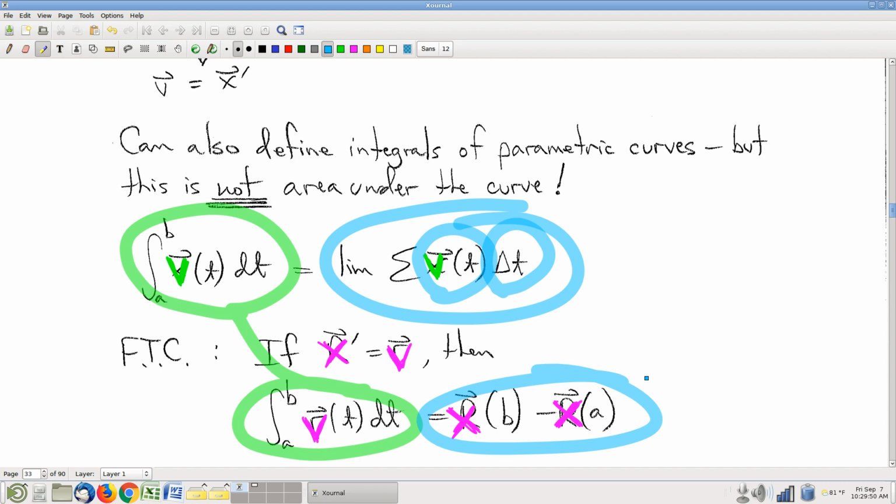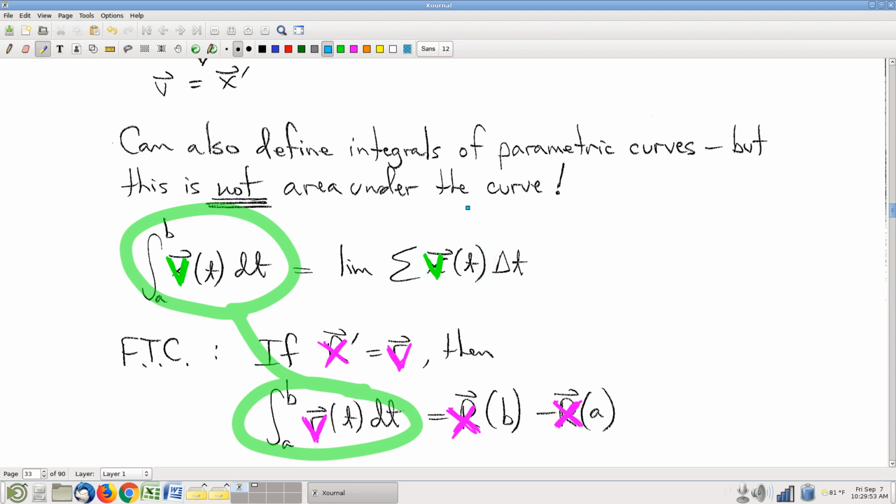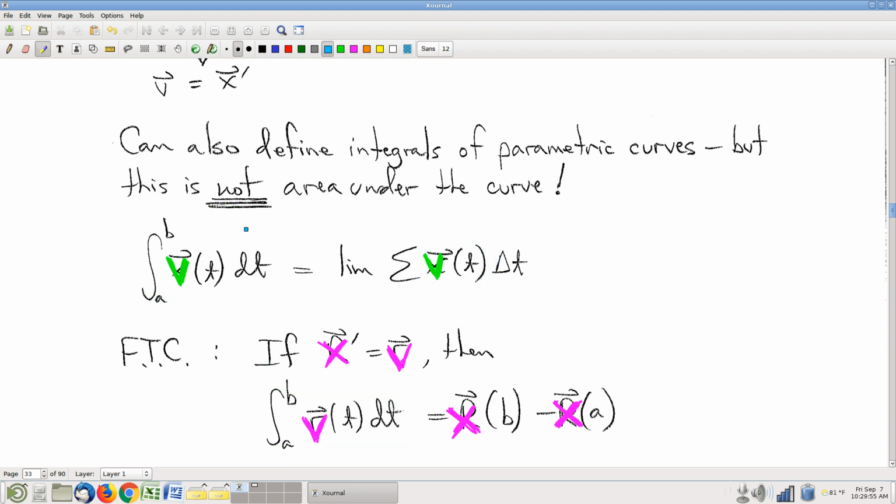But critically, in order for any of this to make any sense, notice we're not taking an integral of a parametric curve. We're taking an integral of a vector-valued function that is the velocity of a parametric curve. Then it makes sense. But the integral of the parametric curve by itself, I don't know what that is. I can't imagine why anyone would ever be interested in that object.